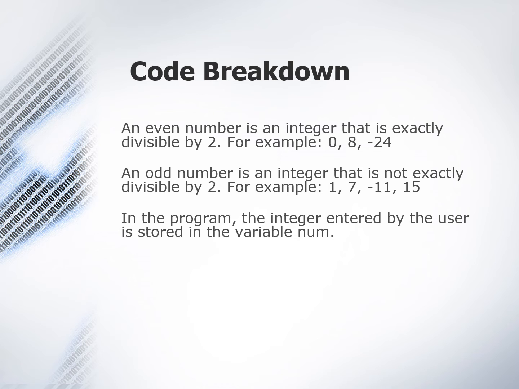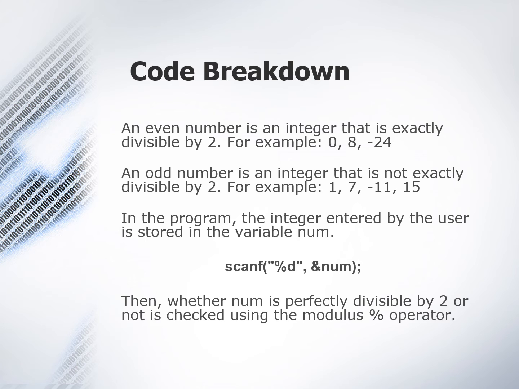Now in the program, the integer value entered by the user is stored in the variable num. So here's the input statement, scanf %d and num. Then whether the number is perfectly divisible by 2 or not is checked using the modulus operator, that is the percentage operator. So we will apply the condition if num % 2 equals 0. This statement will check whether the remainder after dividing by 2 is 0.